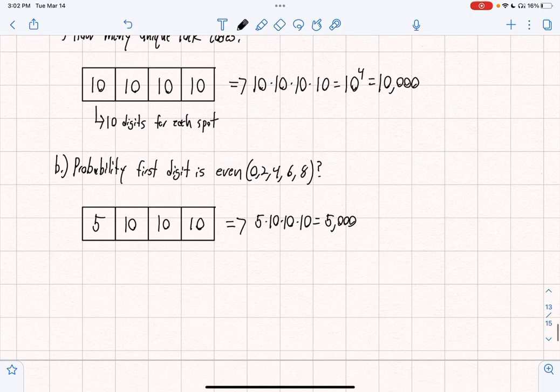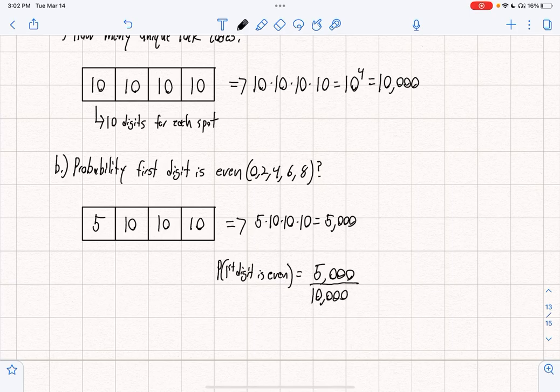So when we think about the probability that the first digit is even, there are 5,000 unique codes where the first digit is even. And then we found in part A that there are 10,000 total lock codes. And so this would just be equal to 1/2 or 50%. There's a 50% chance that that first digit is going to be even.